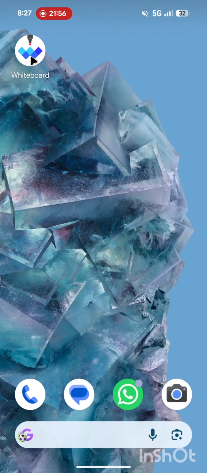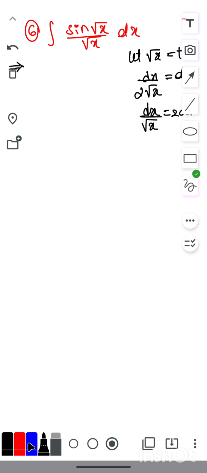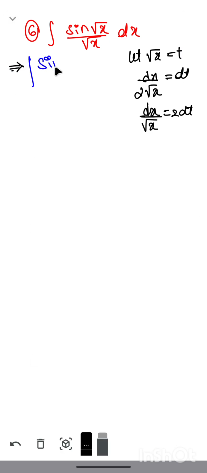Then the given problem can be rewritten as integration of sine of root x, which we have assumed as t, 1 by root x into dx is nothing but 2 times dt. In that, 2 is a constant that we can keep outside. Remaining is only dt. What is the final answer? 2 into integration of sine t is minus of cos t plus c. Finish. We found the answer.